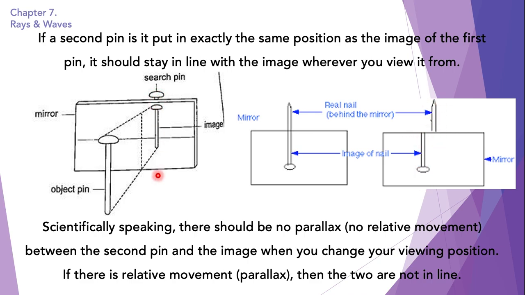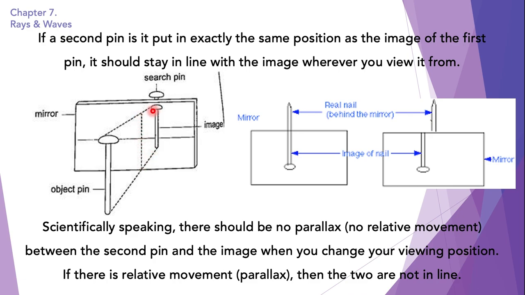Mark the search pin's position as well, and we take off all of the things from the paper, and what we will see is that the image of the pin, which would be the point of the search pin, is as far behind the mirror as the object is in front. So the distance between both the pins from the line of the mirror is going to be equal.